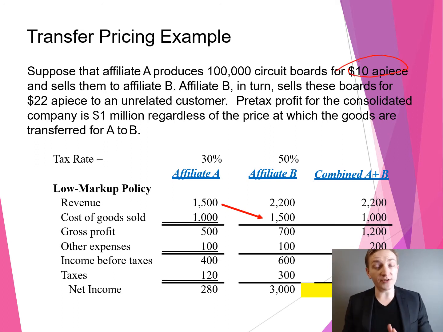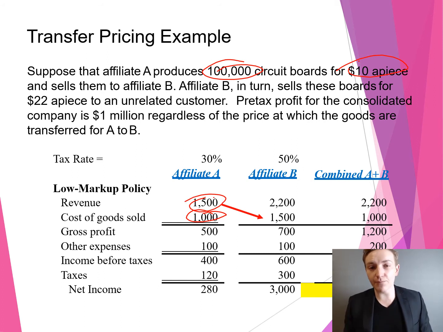Now suppose it on-sells them, and we're going to look at the market price. Suppose the market price is $15 a circuit board. We're going to have a $5 difference here. And suppose as well there are 100,000 circuit boards. Let's see what might happen here. So the cost of goods sold for affiliate A will be 1,000, so $10 multiplied by 100,000, and I'm taking off some zeros just so that it's easy to see here. They're sold at $15, so therefore your revenue ends up being 1,500.